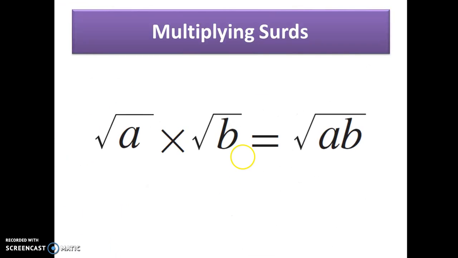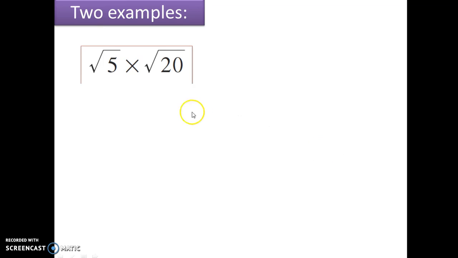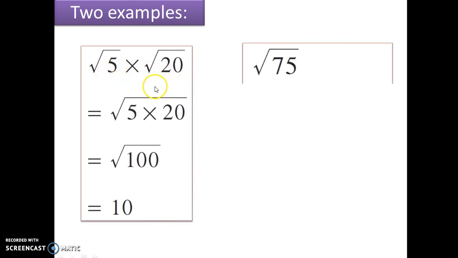Let's do a recap. Here are some rules we know about surds or radicals. When you multiply two radicals like this, you can combine them into one radical with the multiplication underneath. Here's an example of that. We have two radicals. We can combine those into one by going under one radical like that. So we have the root of 100, 5 times 20, and the root of 100 is 10.